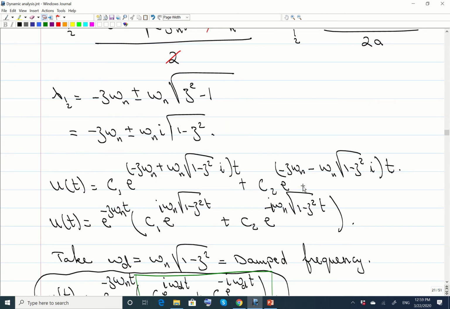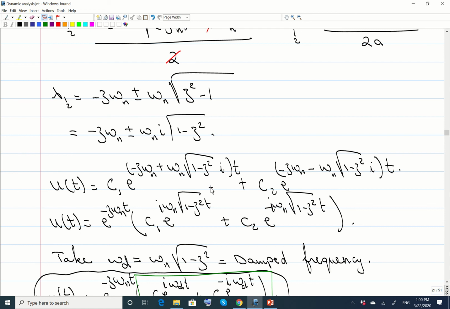As you see over here, we have e power negative zeta omega n as a common factor. Okay? So I'm going to take e power negative zeta omega n as a common factor and then multiply by the rest over here. c1 e power negative i omega n multiplied by square root 1 minus zeta squared t, and then the other value over here. When you have e power negative zeta omega n plus this, it's actually e power negative zeta omega n multiplied by e power omega n square root 1 minus zeta squared i t.